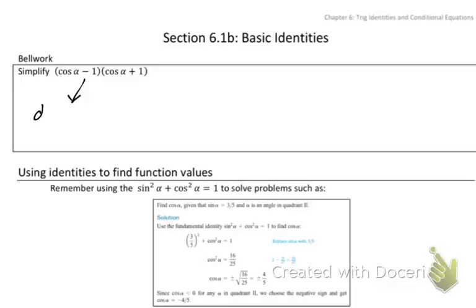This is an example of difference of squares. It's going to save you time to know this. If you have A plus B times A minus B, it doesn't matter which one comes first, it's just going to be A squared minus B squared.